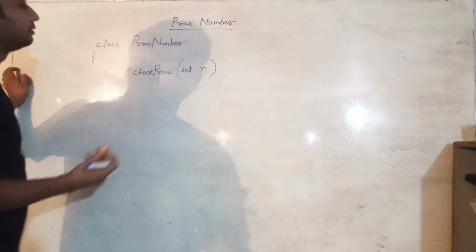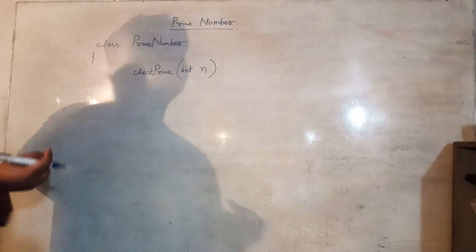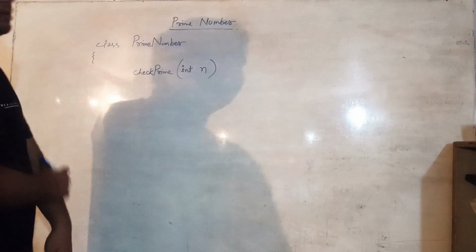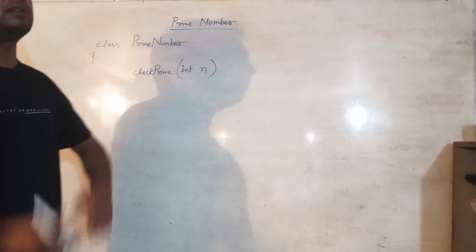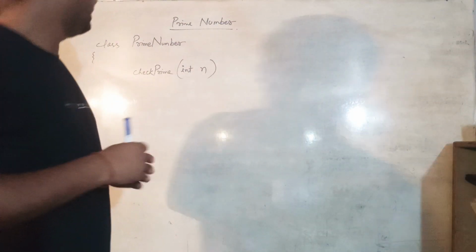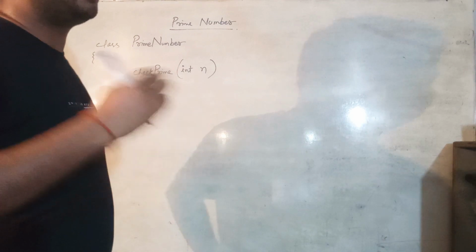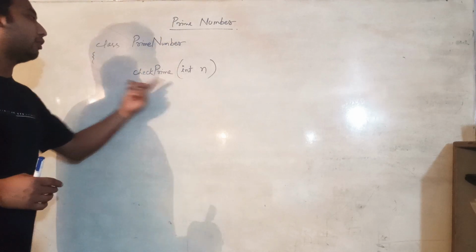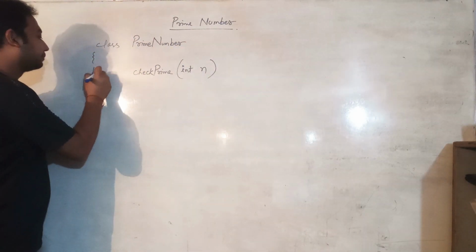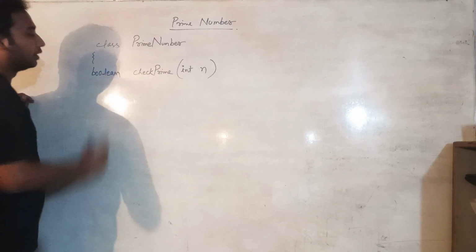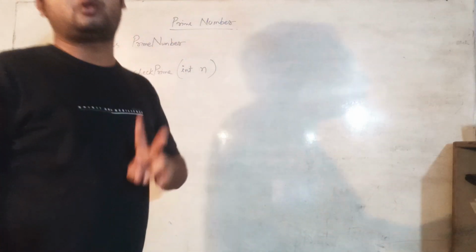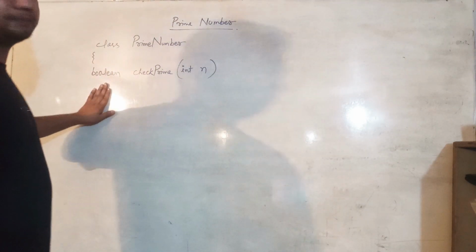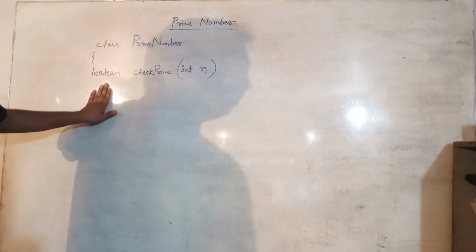n is a number which we will check if it is prime or not, and we will take it as a parameter. This function will return either true or false. Why? Because we will check if it is prime or not. If it is prime, it will return true, and if it is not prime, it will return false. So the return type of this function should be boolean. In a function, only these two things are compulsory: one is the function name, another is the return type. Keep this in your mind always.